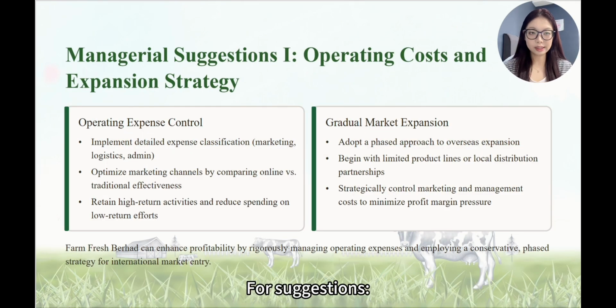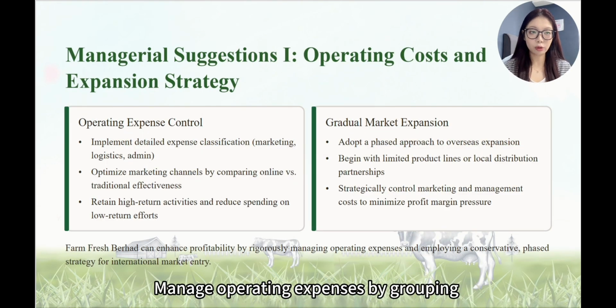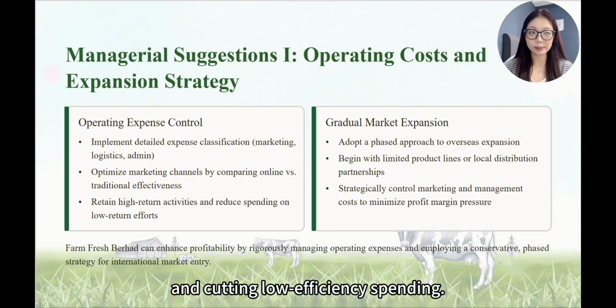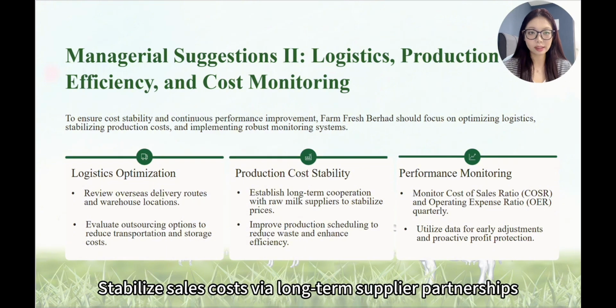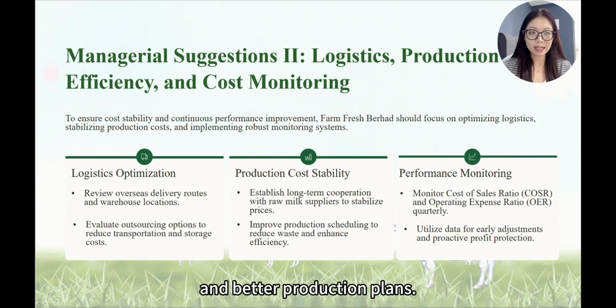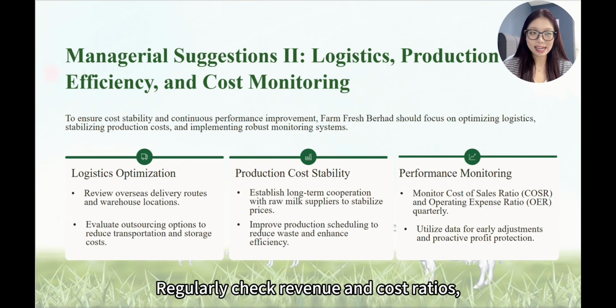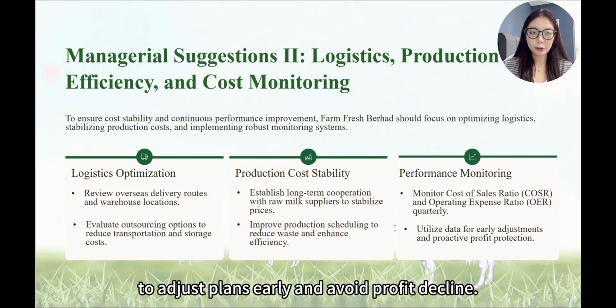For suggestions, manage operating expenses by grouping and cutting low-efficiency spending. Slow overseas expansion spending, working with local distributors first. Optimize logistics for overseas sales to cut extra costs. Stabilize sales cost via long-term supplier partnerships and better production plans. Regularly check revenue and cost ratios, not just sales growth, to adjust plans early and avoid profit decline.